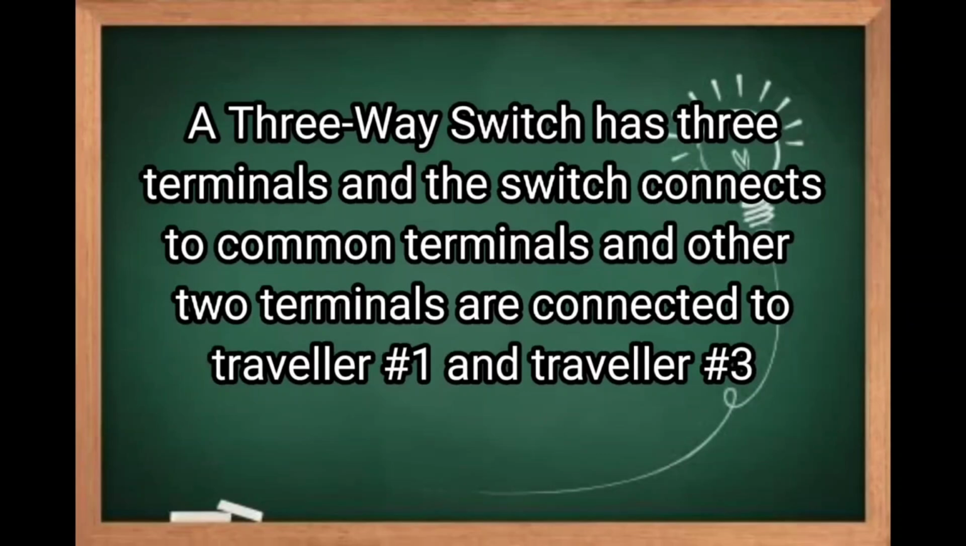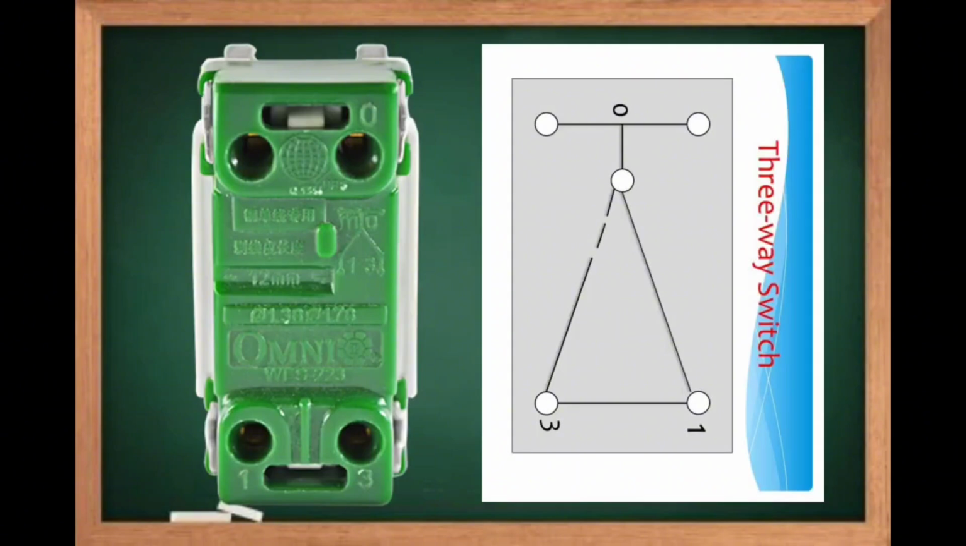A three-way switch has 3 terminals: the common terminal, and the other 2 terminals are connected to traveler number 1 and traveler number 3. The heart of a three-way circuit is the three-way switch. The three-way switch has 3 active terminals. Only one is the common terminal, which is the bridge between the power supply and the load, typically a light fixture. This is an example of a three-way switch. As you can see, there are numbers in the switch. Number 0 is your common, number 1 and 3 are your travelers.